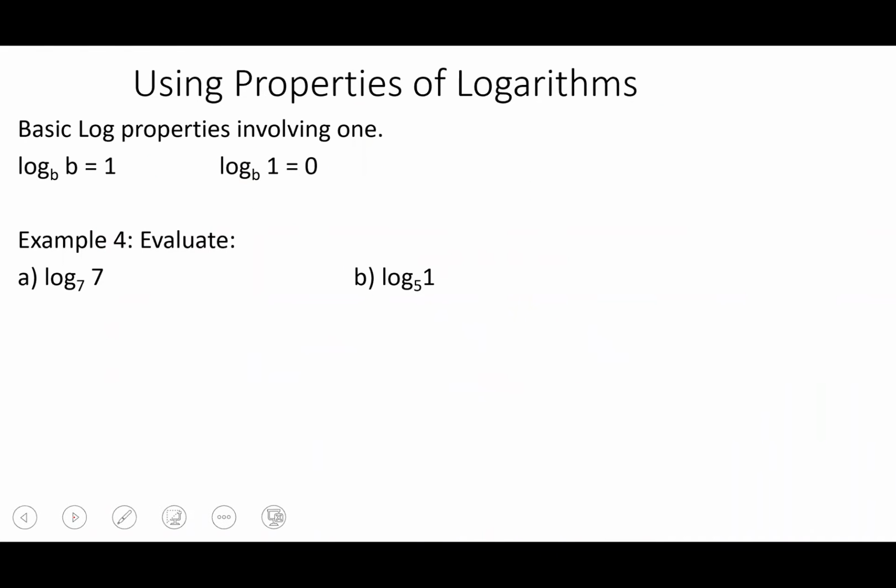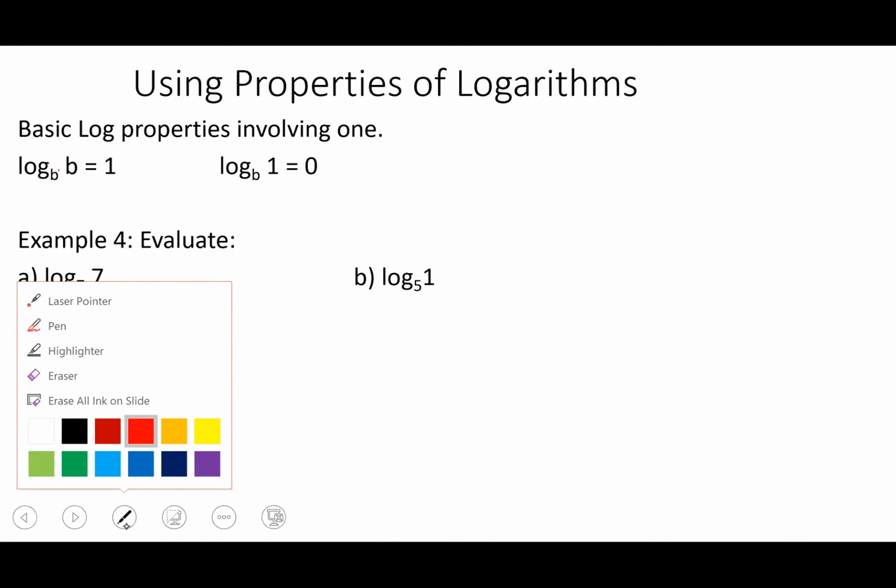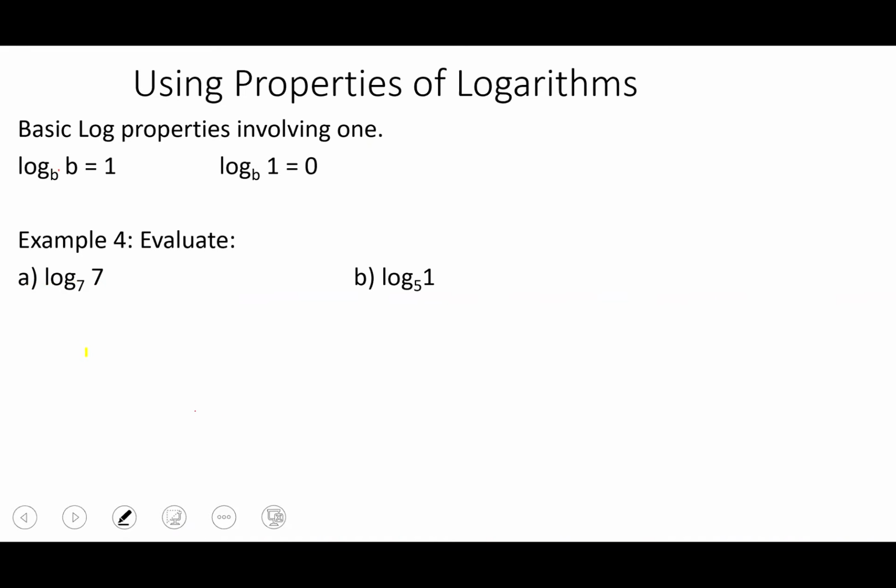Okay, a couple of other log rules. When the base and what you're taking the log of is the same, that will always equal 1. Always, no matter how you do that. Okay?